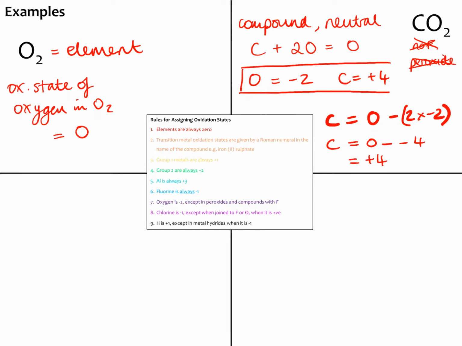And those are the oxidation states of the two elements in carbon dioxide. You can write +4 or 4+, either way round it doesn't matter. Our next example is the carbonate ion.